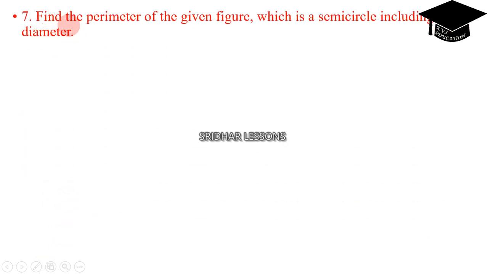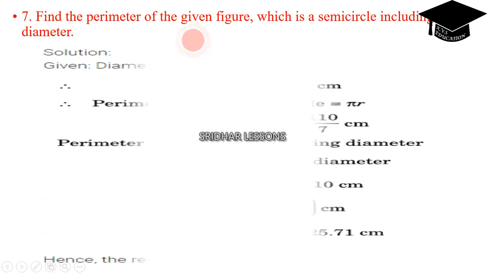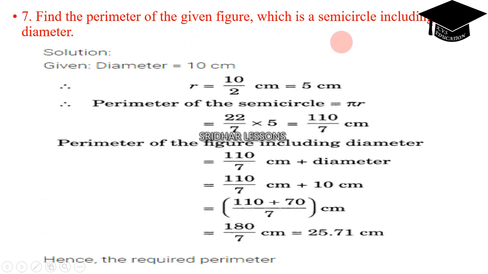Question number 7. Find the perimeter of the given figure, which is a semicircle including its diameter. The diameter is equal to 10 centimeters. Therefore, the radius is equal to 10 by 2, which is equal to 5 centimeters. The curved part of the semicircle is pi r. That means 22 by 7 into 5. Okay. So upon simplification, this will become 110 by 7 centimeters.